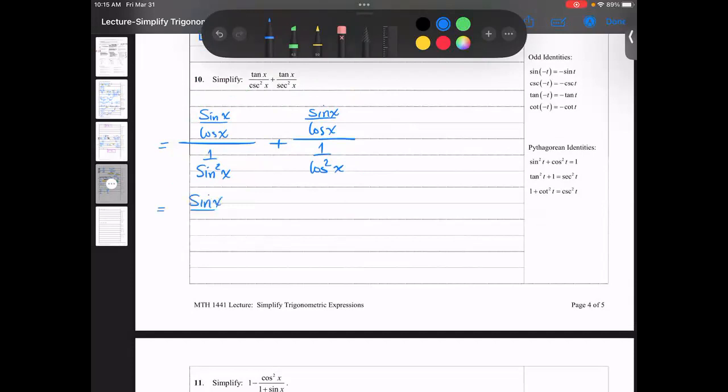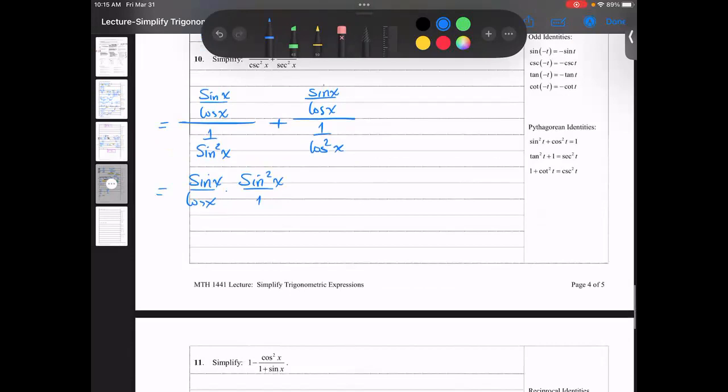Sine x over cosine x divided by 1 over sine square x is the same thing as multiply by the reciprocal, sine square x over 1. Which is sine cube x over cosine x. Everybody okay with that? Sine x times sine square x, or sine cube x. So far so good. All right, so I kind of simplified that one. Let's take care of the second one.